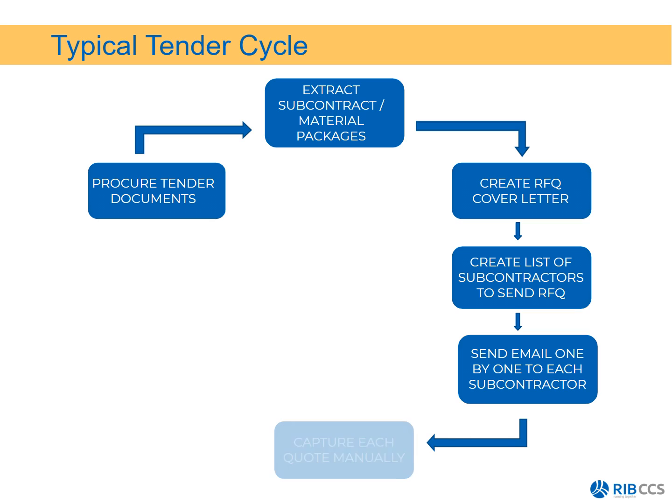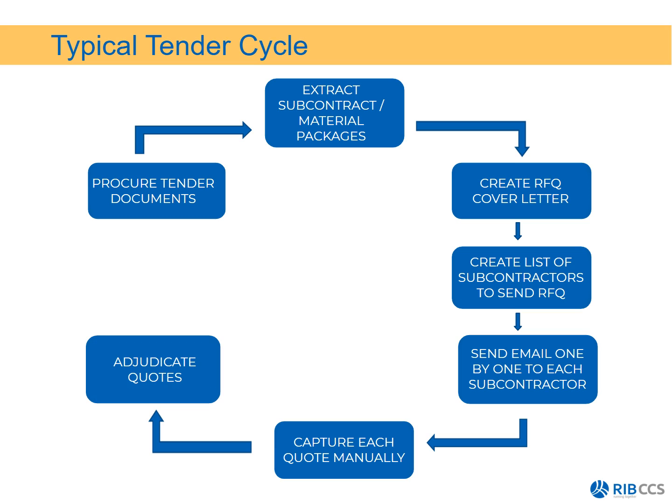From there, you capture each quote manually, because they're not going to send it to you in a format that you can import back into Candy. So that again is going to waste a lot of your time. From there, you need to then adjudicate the quotes to find out which subbie or material supplier you want to use, and then send the rates to the bill of quantities.